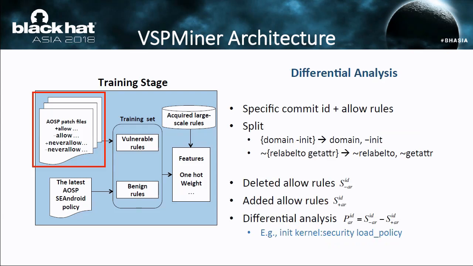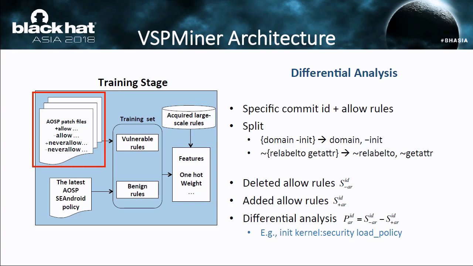For the diff content, we will further present differential analysis, and we will first focus on a specific commit ID and focus on the allow rules. Because many operations such as permissions and also the subjects may be combined together, we should split them separately this way. Finally, each rule only contains one subject and one permission. This is much more convenient for us to perform the differential analysis.